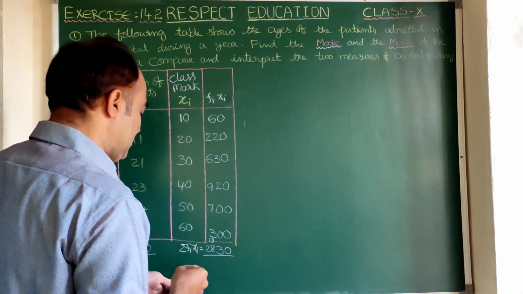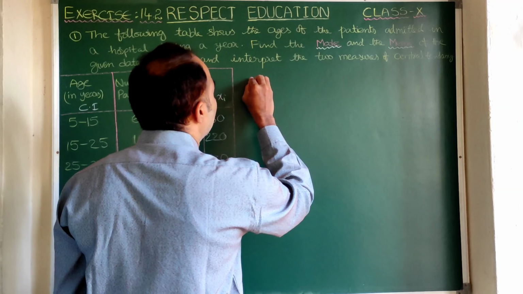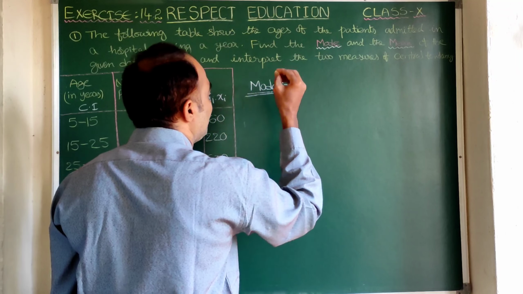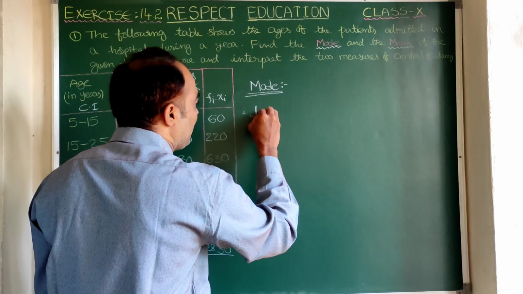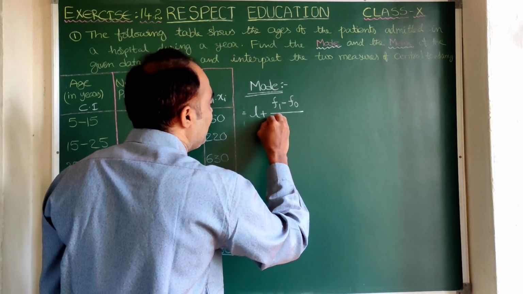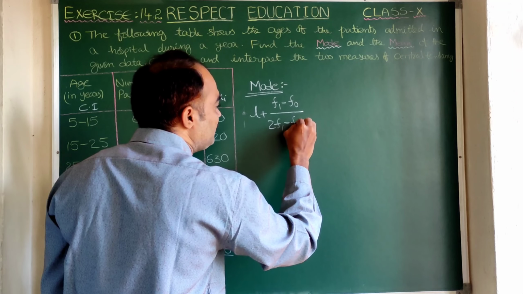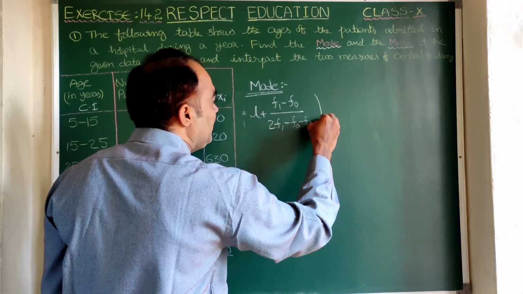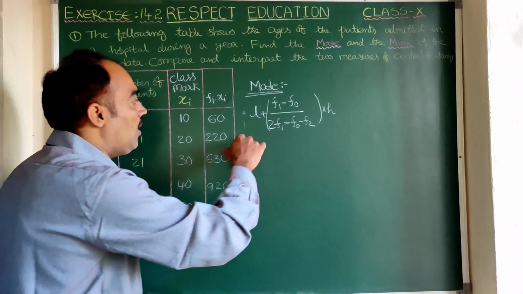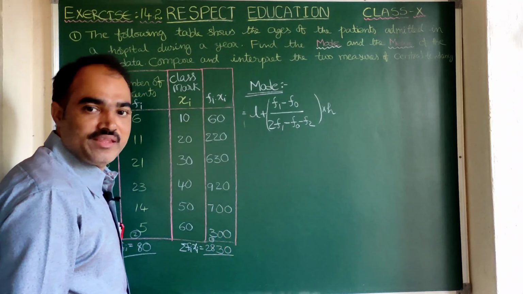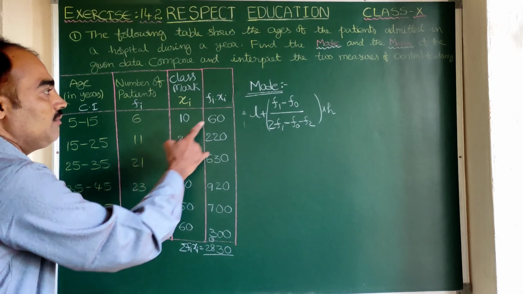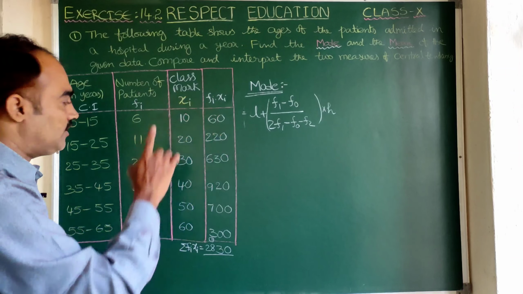First let us see what is the mode formula. Formula for mode is L plus (F1 minus F0) by (2F1 minus F0 minus F2) into H. Now we will see how to find each and every value. Clear? First, I told you by using these 2 columns only, this can be solved.